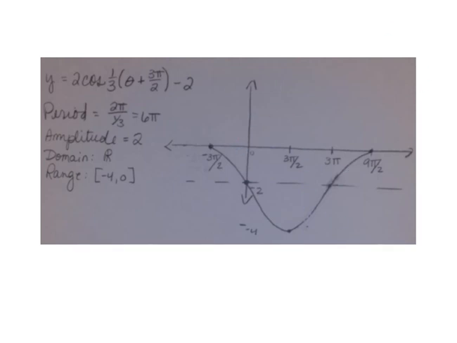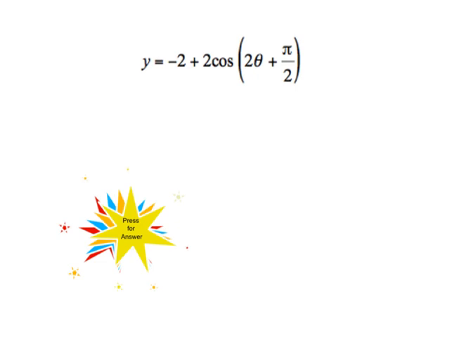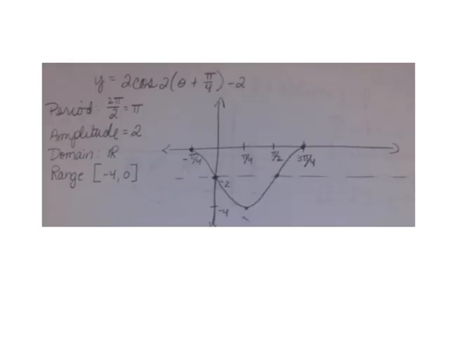Try this one. Notice you will have to rearrange it so you can easily tell what A, B, C, and D are. Give it a try. When you're ready, press play to see the answers. Here we go. Notice I had factored the B out, and it is stretched vertically, it is shrunk horizontally, it is shifted to the left pi over 4 and down 2.